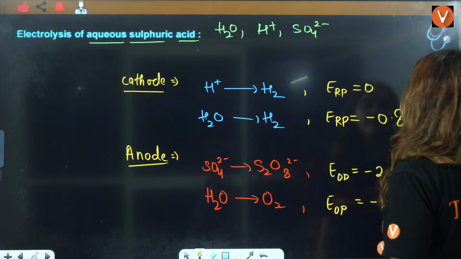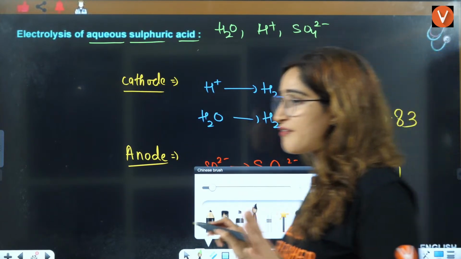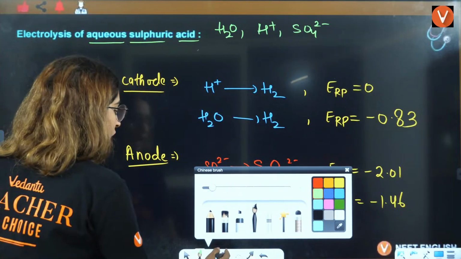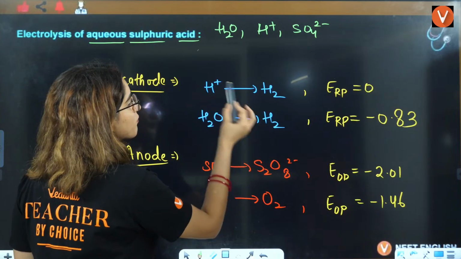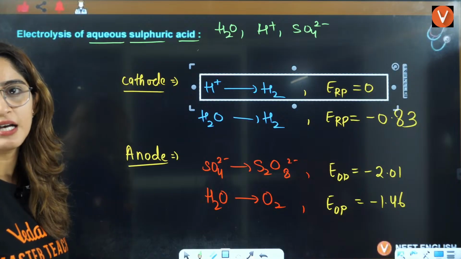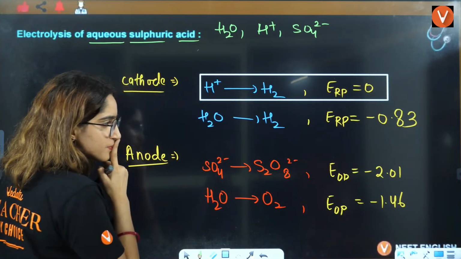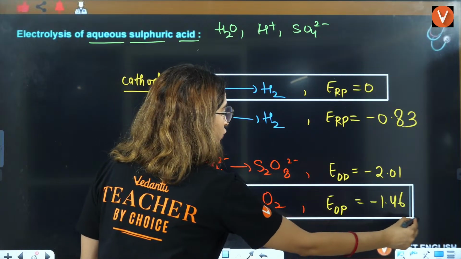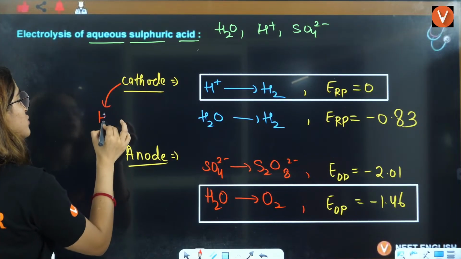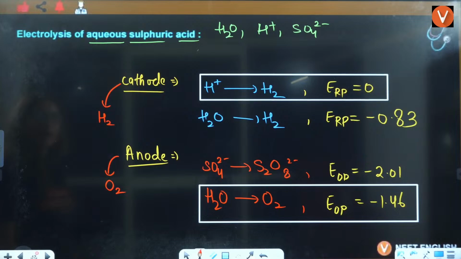Minus 0.83. Every single line, every single sheet, I have written it. Very good, Asinath. Now if you see this here, out of this, obviously this is more. So because of H positive, you will have H2, not because of water. Here this will win, and here you will have O2. So again, at cathode you have H2 and at anode you have O2. Can you see, when you have sulfuric acid, you have the same thing.